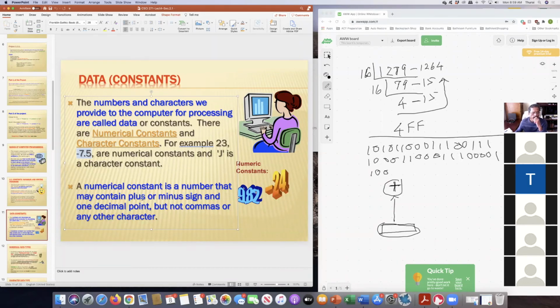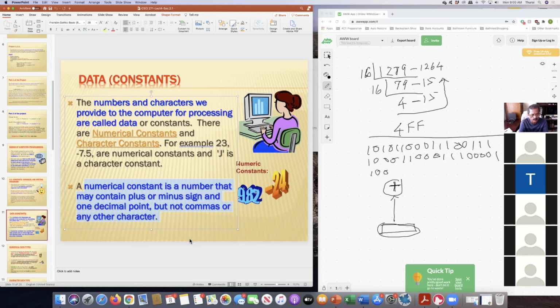So let me explain numeric constant. Here we are dealing with a computer and everything has to be very precise. And we need to understand exactly what the computer considers a correct numerical constant. And we need to make sure when we write the numbers, we write them that way. A numerical constant, right here it's highlighted, is a number that may contain a plus or minus sign, a decimal point, and that's it, nothing else.